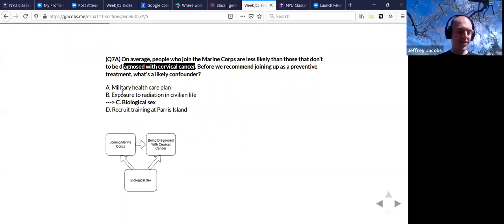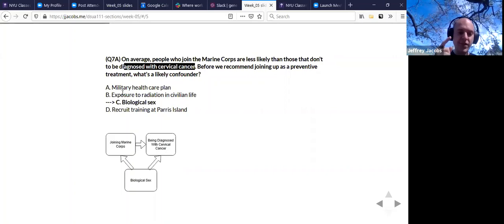So I think a lot of people just were like, oh, I see the relationship between, for example, military healthcare plan and being diagnosed with cervical cancer, right? That story is easy to, that's a parsimonious story. Because you could just say, oh, well, if you have the military healthcare plan, then now you can afford to get a screening for cervical cancer, right? So you might just put that answer because you say, oh, okay, I see how having military healthcare plan would have a causal impact on being diagnosed with cervical cancer, right? But the problem there is that confounders have to affect both the independent and the dependent. So now you've told the story of how it affects the dependent variable, but not the independent variable, right?